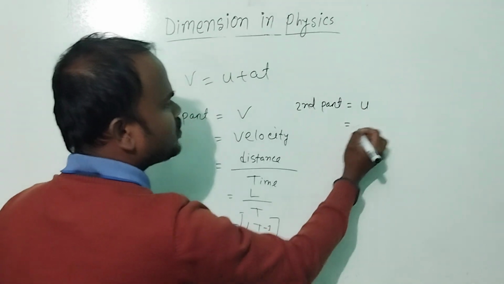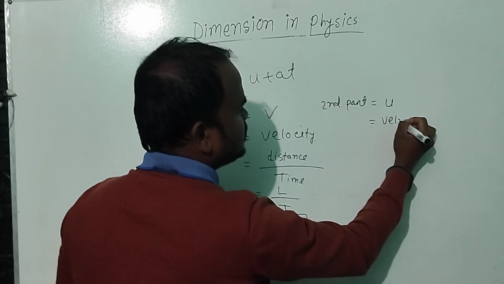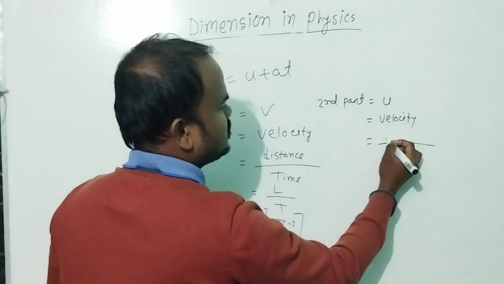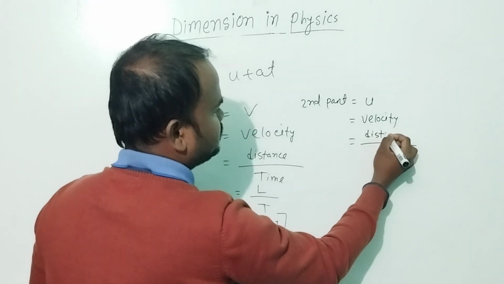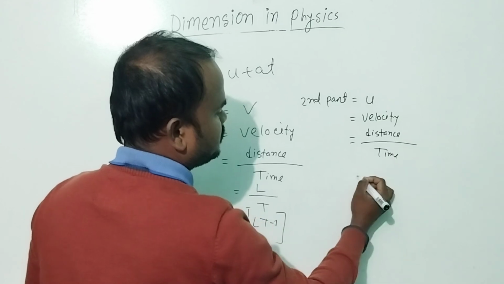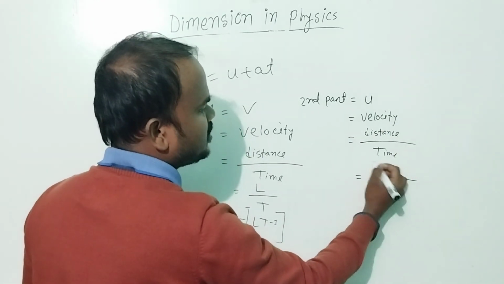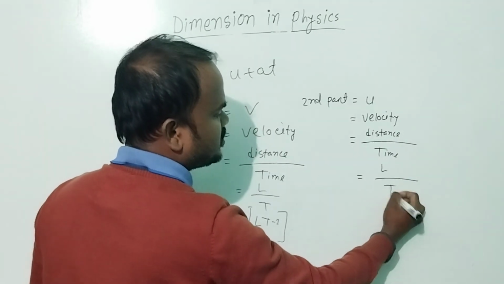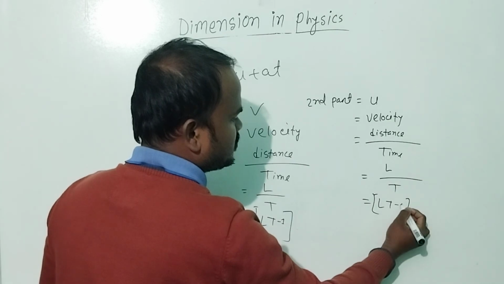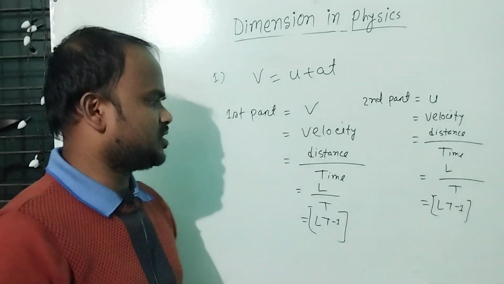Okay. The second part of the equation, u. We know u is also velocity. So velocity equals distance by time. The dimension of distance is L and the dimension of time is T. So this is LT inverse 1. So LT inverse 1 is the dimension of velocity.